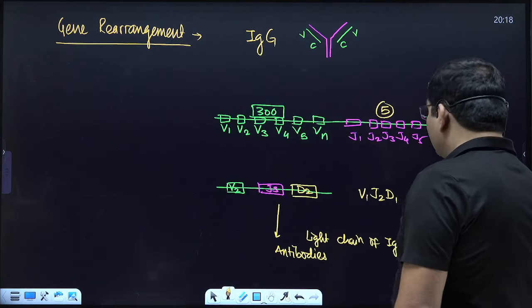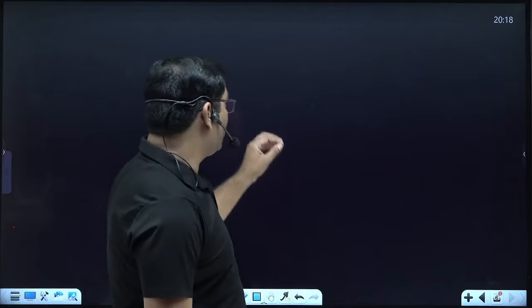Now at the transcription level, there are 3 mechanisms. First, there is the promoter region and the enhancer region on the DNA molecule. Second, various transcription factors are there in eukaryotes. And third is the different DNA binding motifs, which are super secondary structures.